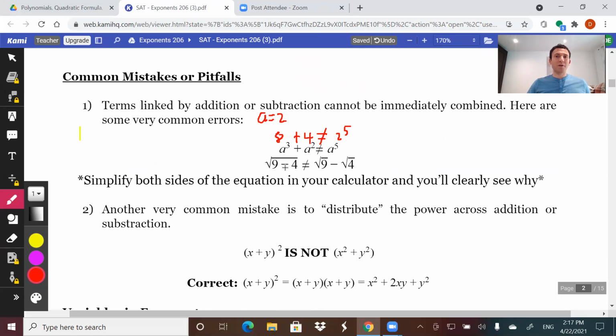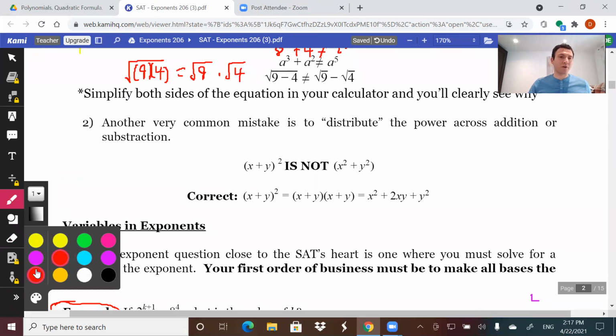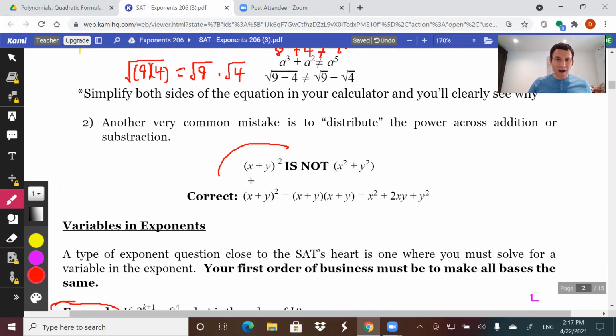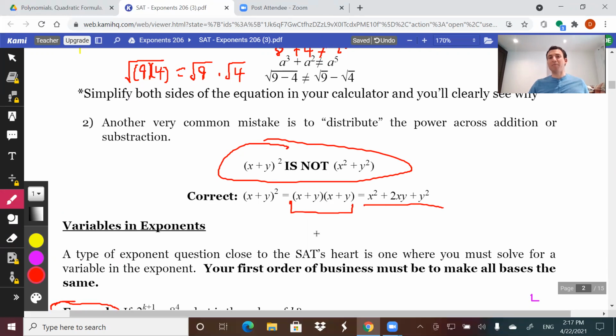A way to think about this one is, again, if I have root of 9 times 4, then I can split this into root 9 times root 4, right? I'm allowed to do it if it's multiplication. I can't split it if it's subtraction. And again, if you're curious why that doesn't work, try it out with the numbers. Anyway, also, I hinted at this earlier, but you cannot distribute, I repeat, you cannot distribute an exponent across addition or subtraction, right? This is not this, really, it's this, because it's the same thing times itself.